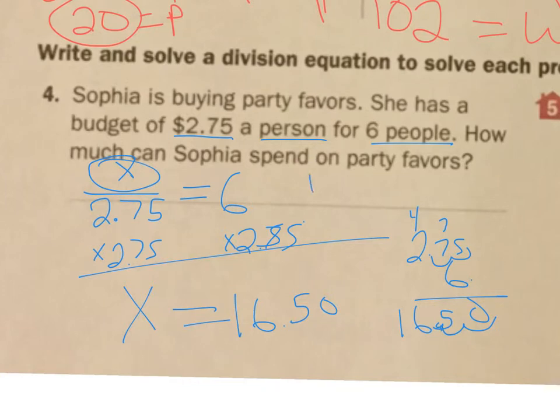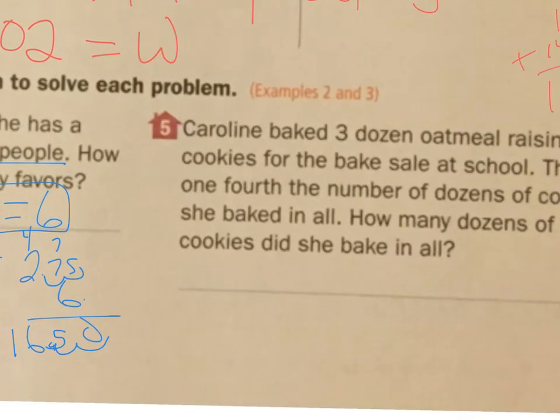If we do that, $16.50 divided by $2.75, you do that on your calculator, you're going to get 6. So $16.50 is how much she can spend on party favors. Okay, let's do this one.